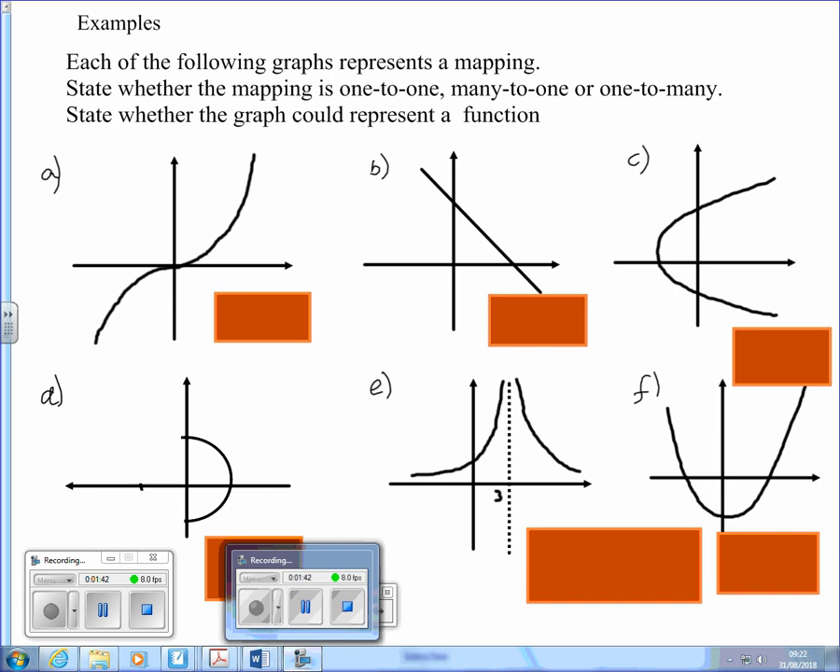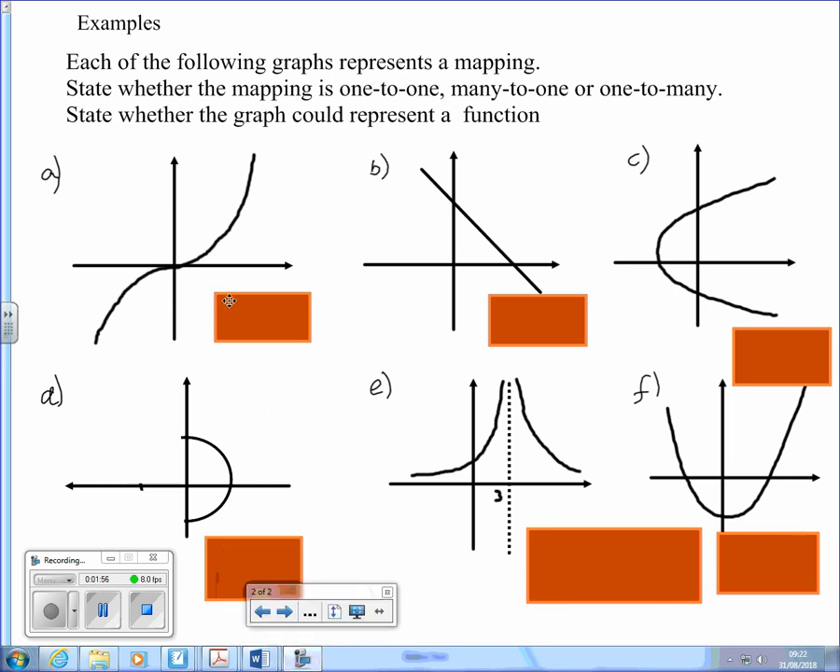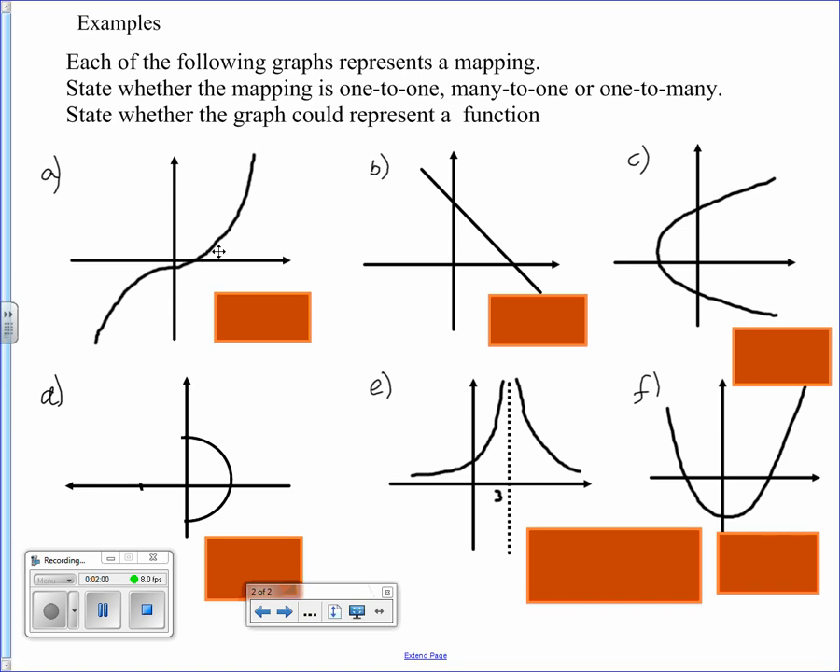Here are some graphs which represent mappings. For each one of these, you can say whether the mapping is one-to-one, many-to-one, or one-to-many. Looking at the first one, each value of x anywhere on the x-axis corresponds to one value of y. This is an example of a one-to-one mapping. The diagram shows the graph of a function.